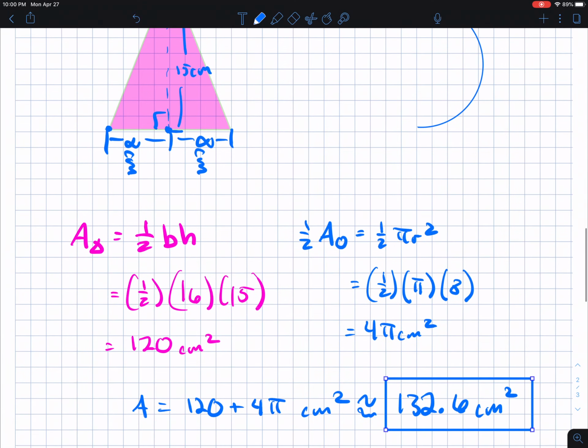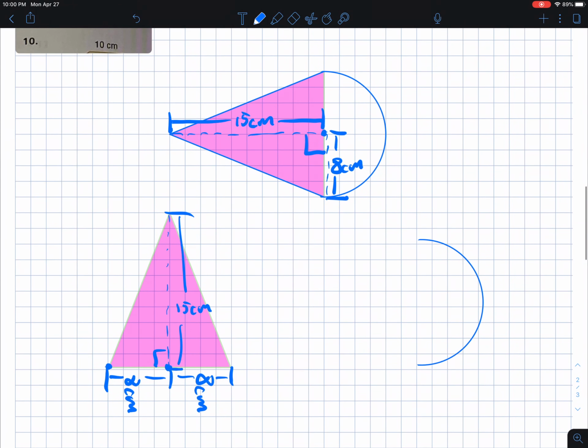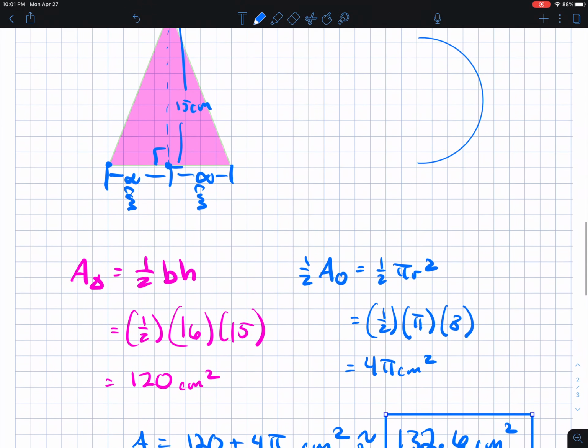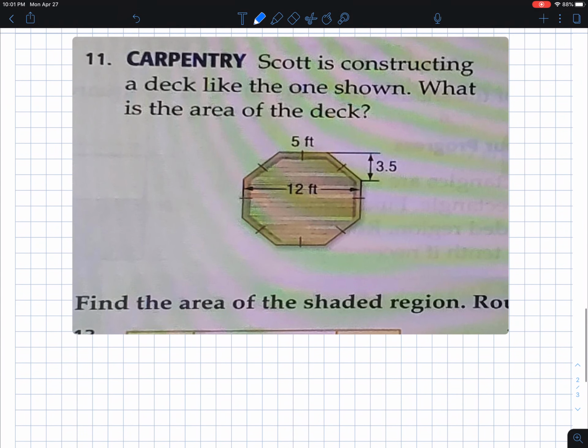So that's about the best we can do. Basically we broke it into the basic shapes, found the area of each basic shape, and then added those areas together. Okay. And then with this one, it says that Scott is constructing a deck like the one shown. What's the area of the deck?